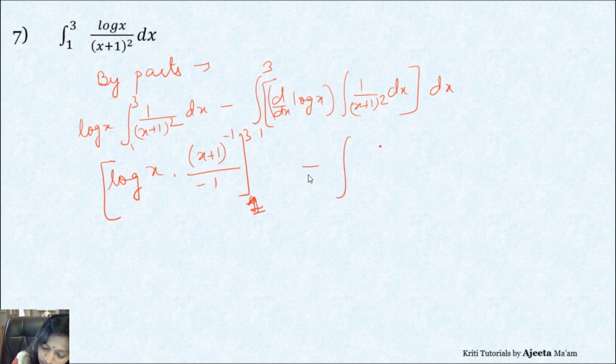Now what about the other integral? So we get here 1 upon x as the differentiation of log x, and here we get (x plus 1) raised to minus 1 upon minus 1.